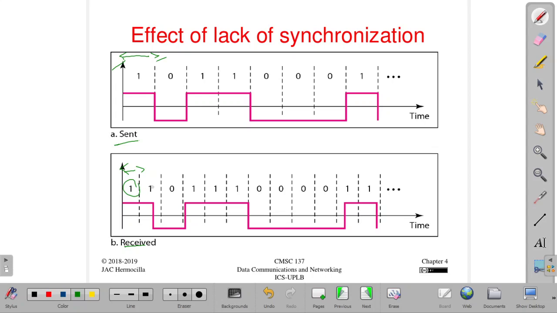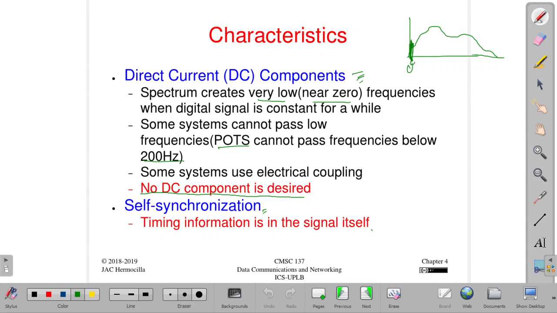then there will be misinterpretation, because the receiver is sampling the signals from the medium at a different time than the sender. So at the receiver end, this will be the bits that it will process, while originally this is supposed to be the bit stream to be processed. Okay, so the ideal is that the timing should be embedded in the signal itself.